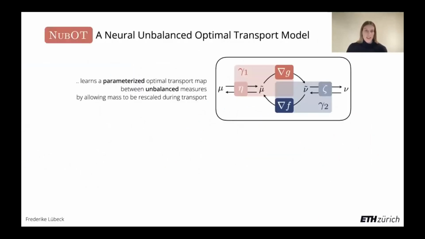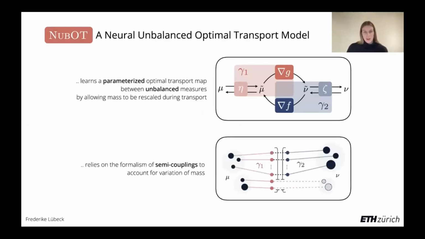To summarize, in this work we have presented NuBot, a neural unbalanced optimal transport model that learns a parameterized optimal transport map between unbalanced measures by allowing mass to be rescaled during transport. Our model relies on the formalism of semi-couplings to account for variation in mass.